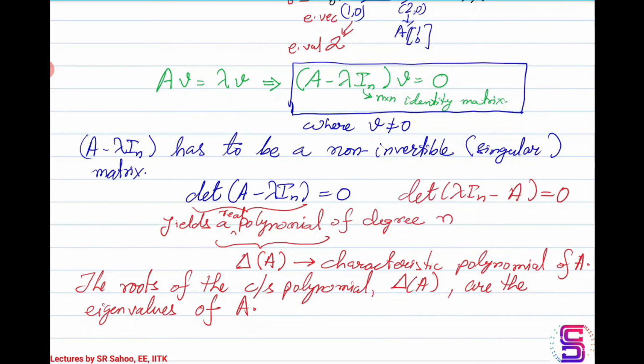And how many such eigenvalues will you get? Because this is a polynomial of degree n, you will get n number of eigenvalues of A. Now the question remains, are all these n eigenvalues different from each other, or are they the same, or how many of them are the same and how many are different? Are they going to be real? Are these eigenvalues going to be complex? We'll see to that soon.